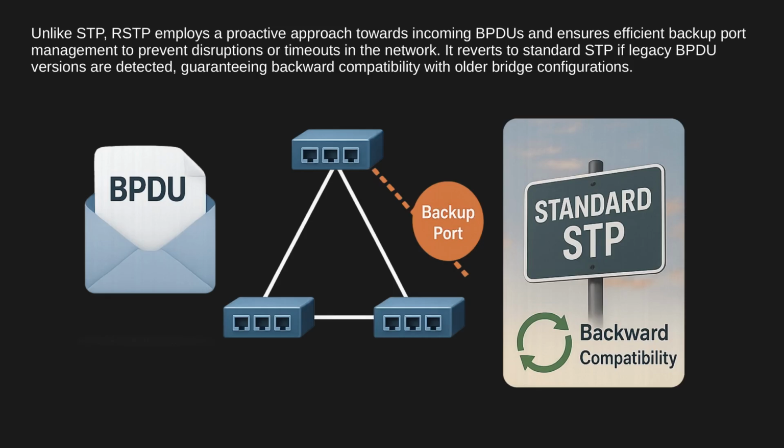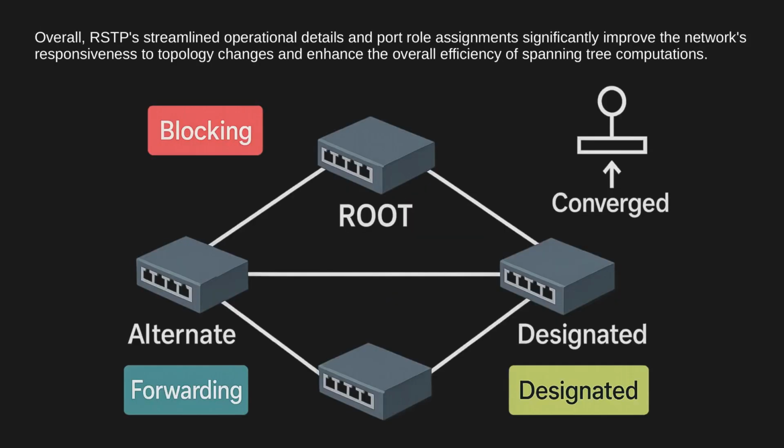Unlike STP, RSTP employs a proactive approach towards incoming BPDUs and ensures efficient backup port management to prevent disruptions or timeouts in the network. It reverts to standard STP if legacy BPDU versions are detected, guaranteeing backward compatibility with older bridge configurations. Overall, RSTP's streamlined operational details and port role assignments significantly improve the network's responsiveness to topology changes and enhance the overall efficiency of spanning tree computations.